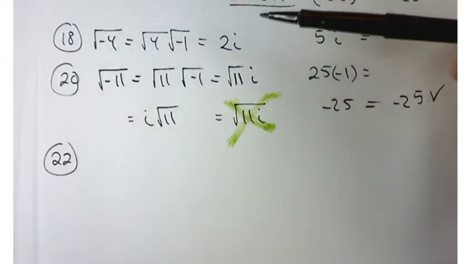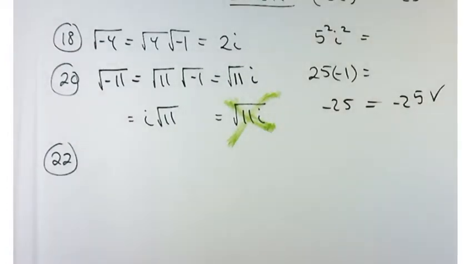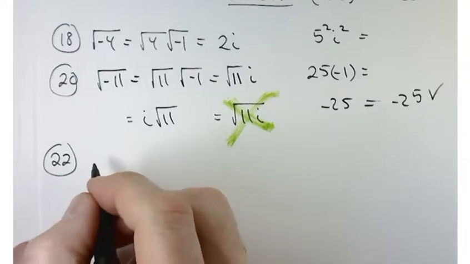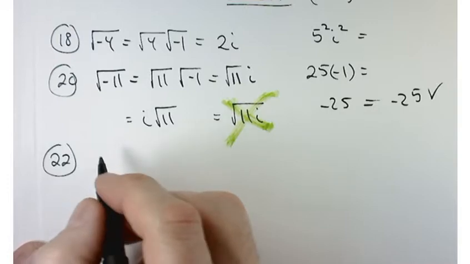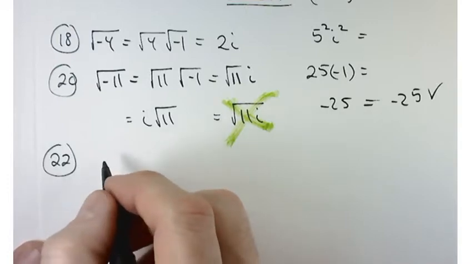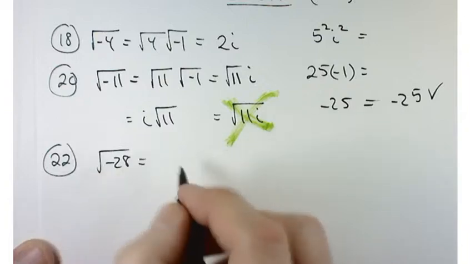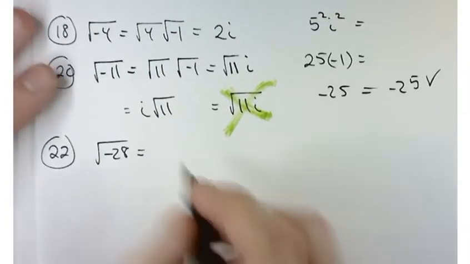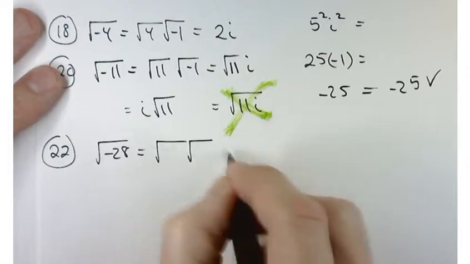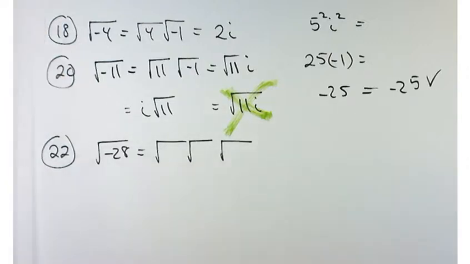How are we doing so far? Good. All right. Let's take a look at problem number 22. Square root of -28. We're going to break this up into 3 radicals. Can you tell me what we're going to put in any of these?